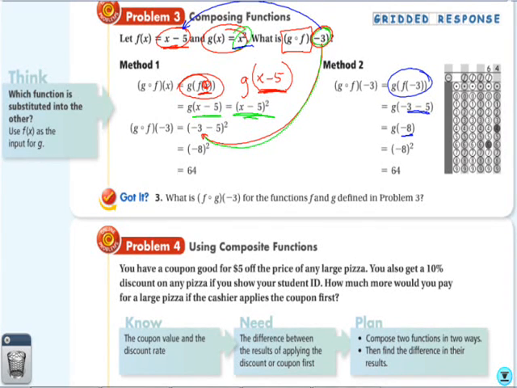Go ahead and pause the video right here and see if you can get, for the same f of x and g of x, f of g for negative 3. F of g for negative 3. Go ahead and pause the video here and get that.